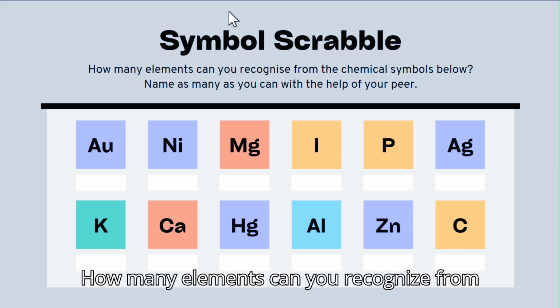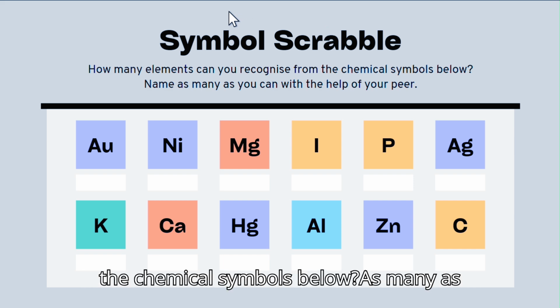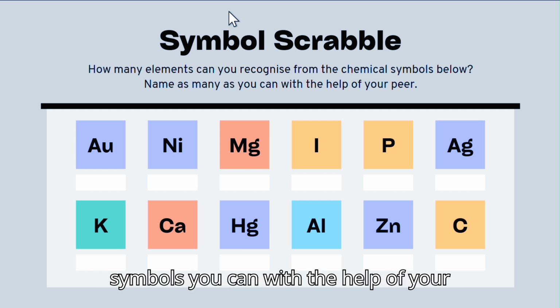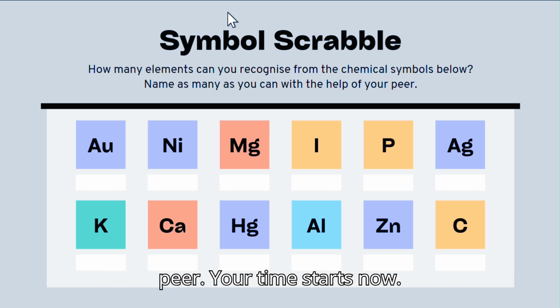How many elements can you recognize from the chemical symbols below? Identify as many symbols as you can with the help of your peer. Your time starts now.